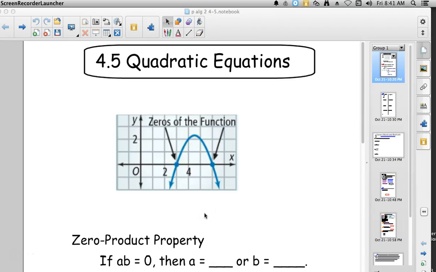Section 4.5 says quadratic equations. And at this point, you should be saying, well, so is everything else in chapter 4. It's all quadratics. It is. So what is up with these quadratics? Why do we spend so much time on them? Because there are so many things that we can find with quadratics.